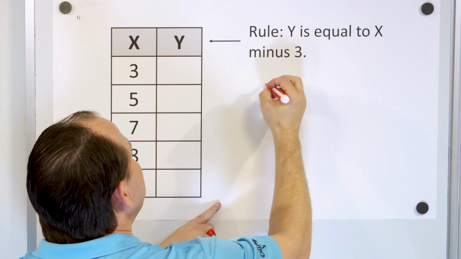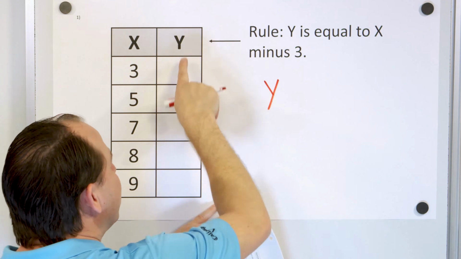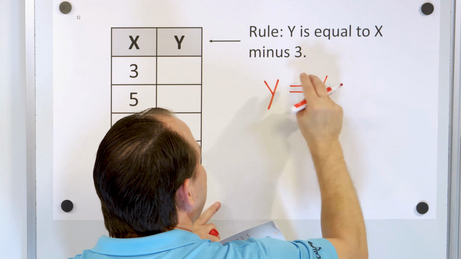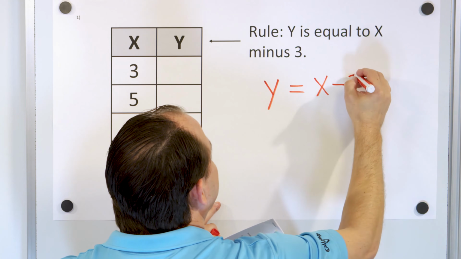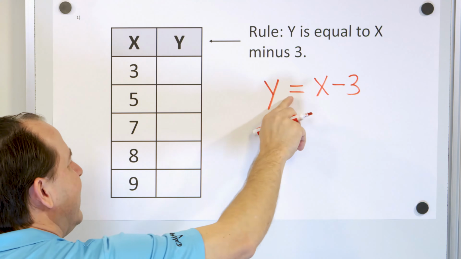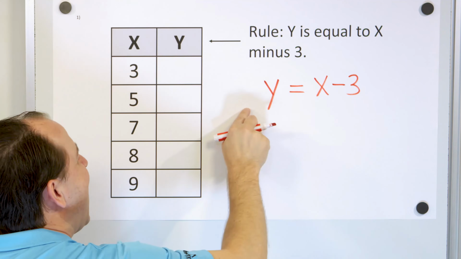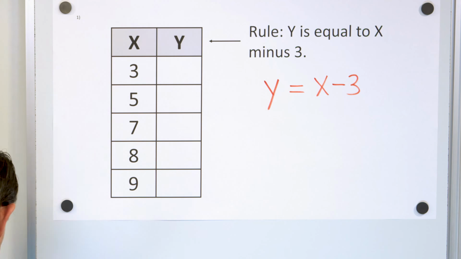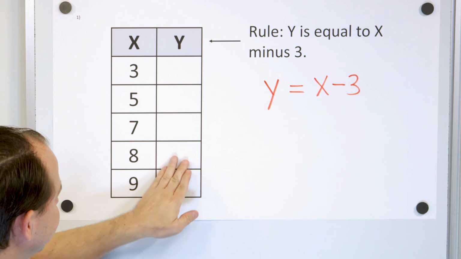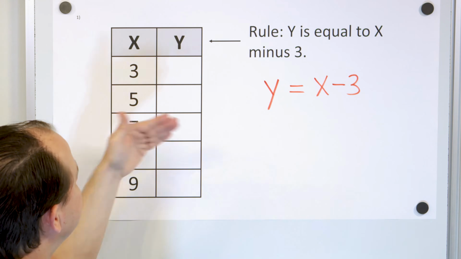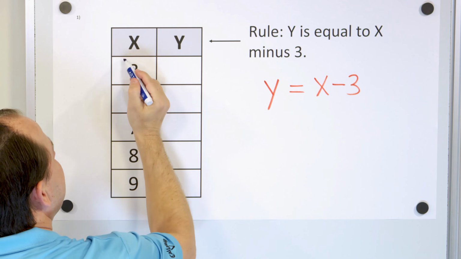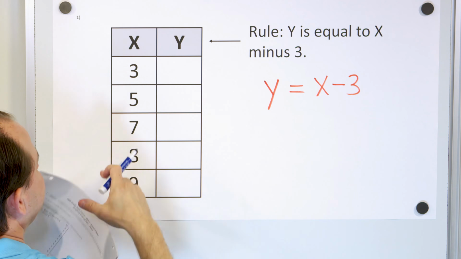So in terms of math, you would say that the Y values that go here are just going to be equal to whatever the X values are, and you subtract away 3. So this rule, Y is equal to X minus 3, in terms of math, this is what you would write. In terms of words, this is what you would write. Now, why do we do this? Because now we have enough information to find out what these numbers are, and then we can plot them as we did before.